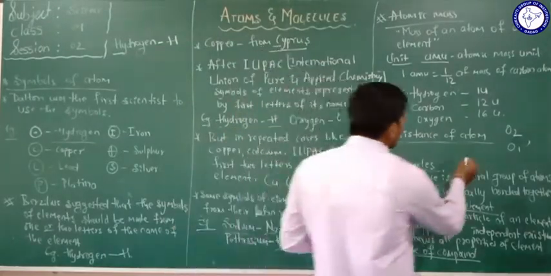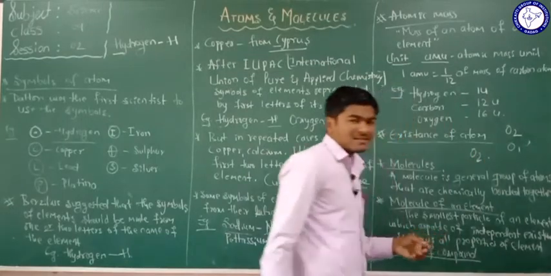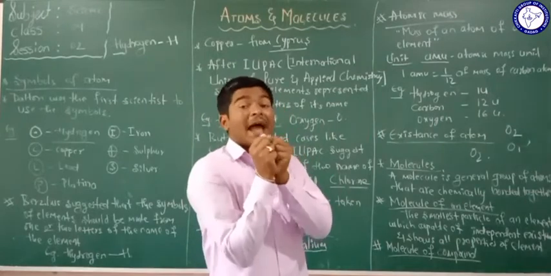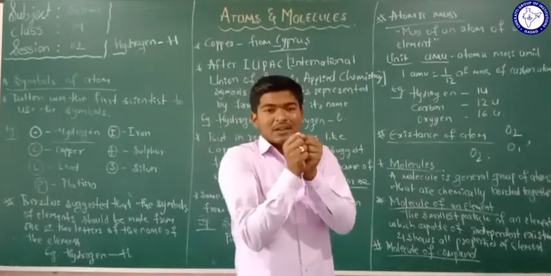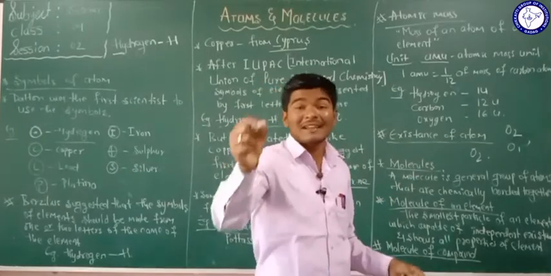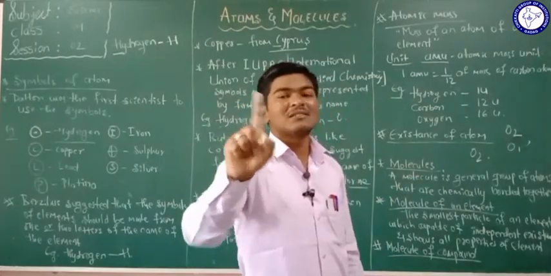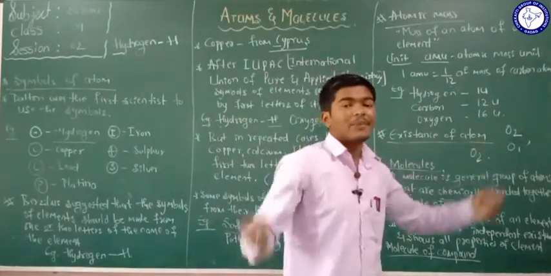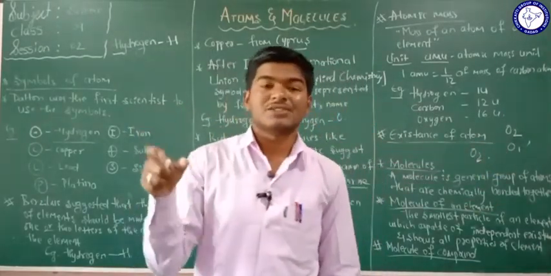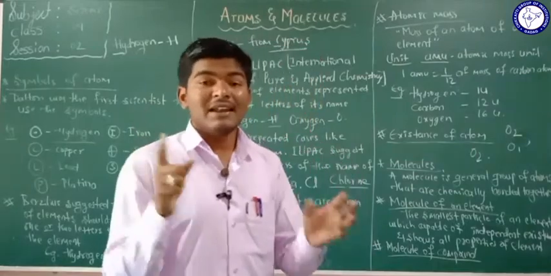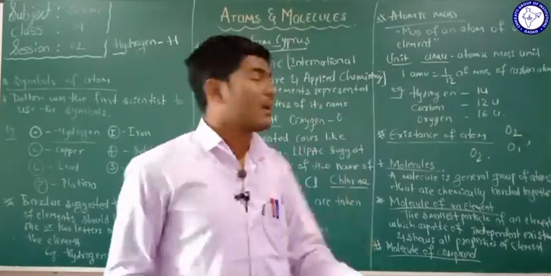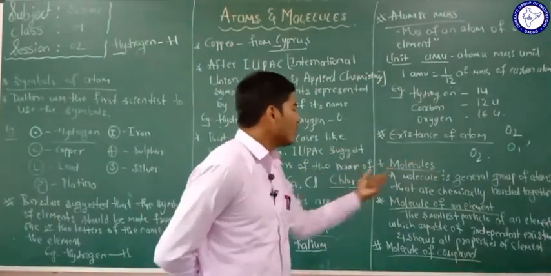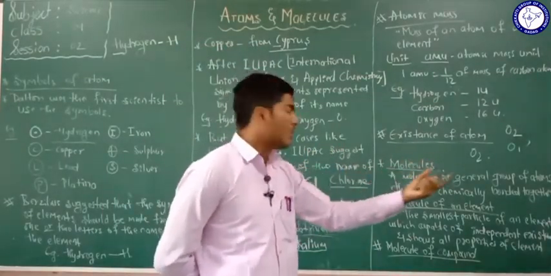I am considering O2. O2 is one molecule of oxygen. The two oxygen atoms are chemically combined together and they freely exist. One molecule of oxygen freely exists, but one atom of oxygen does not. Is it clear? That is the existence of the atom. Atoms do not freely exist in nature. They always exist in a combination of atoms called a molecule. A molecule is a group of atoms that are chemically bonded together.